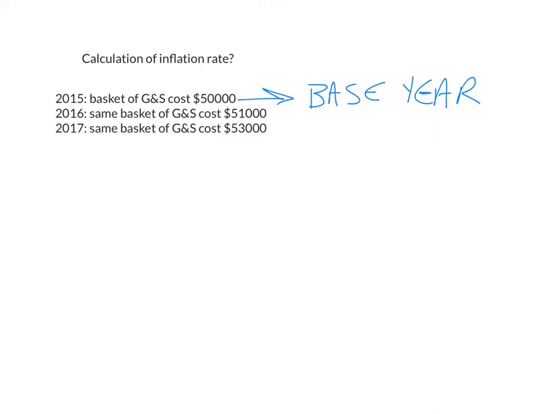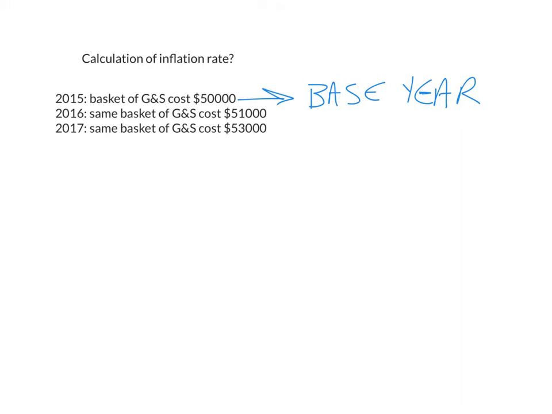To measure the inflation rate, economists put together the basket of goods and services consumed by the average household. Here's a numerical example. Assume that in 2015, the basket of goods and services consumed by the typical household cost $50,000. In 2016, that exact same basket, it has to be the same basket so that you can make comparisons over time, cost $51,000, and in 2017, that exact same basket cost $53,000.